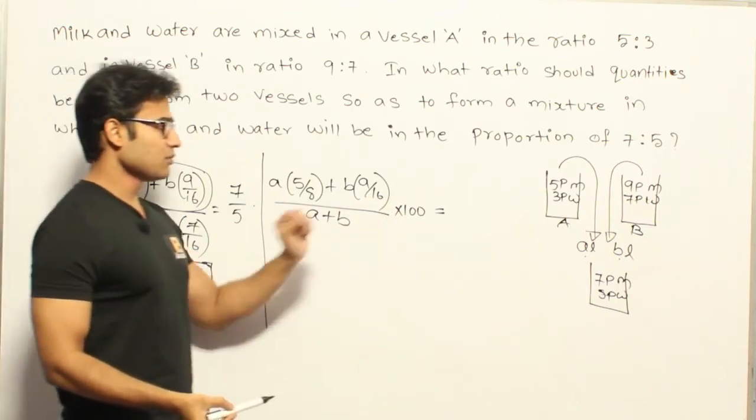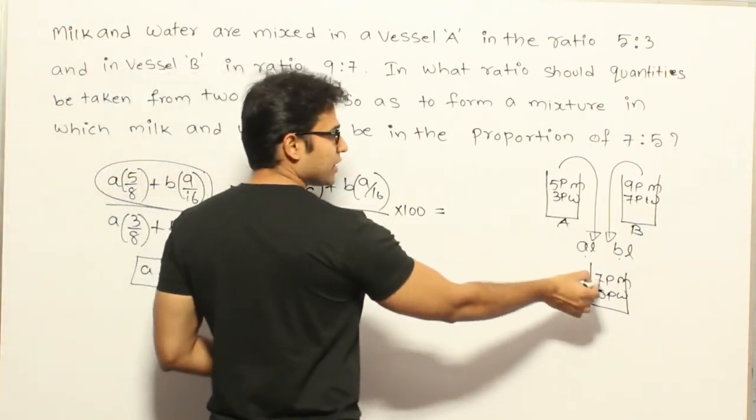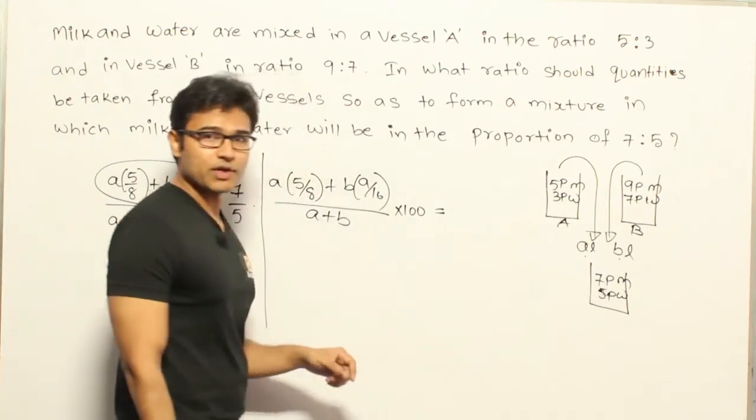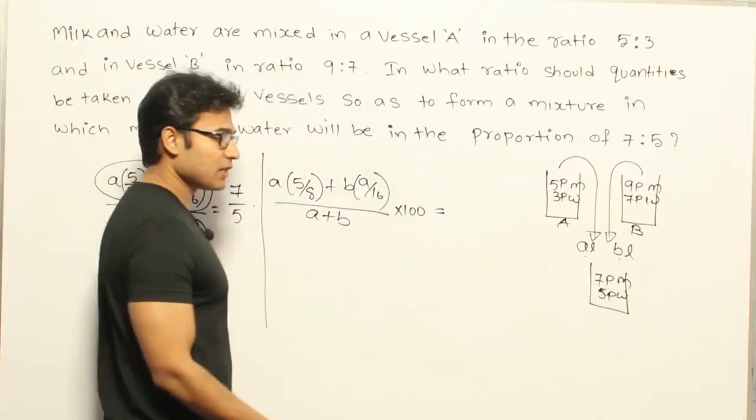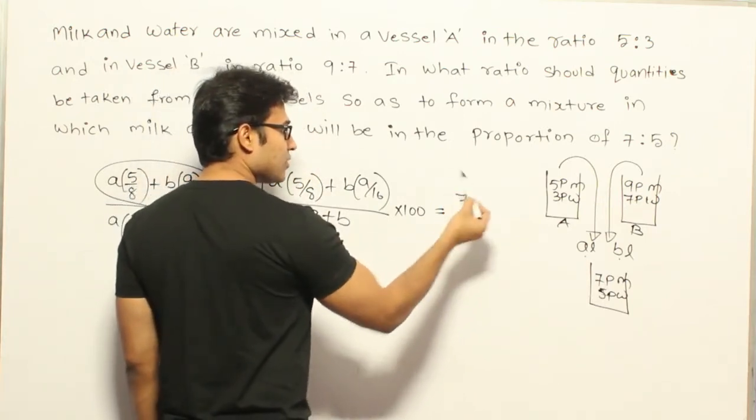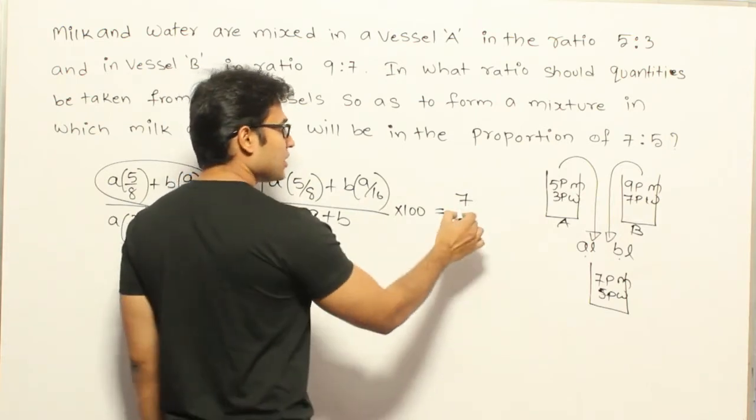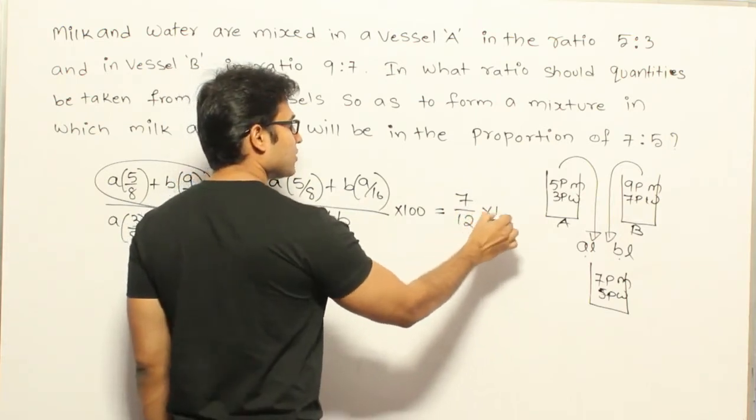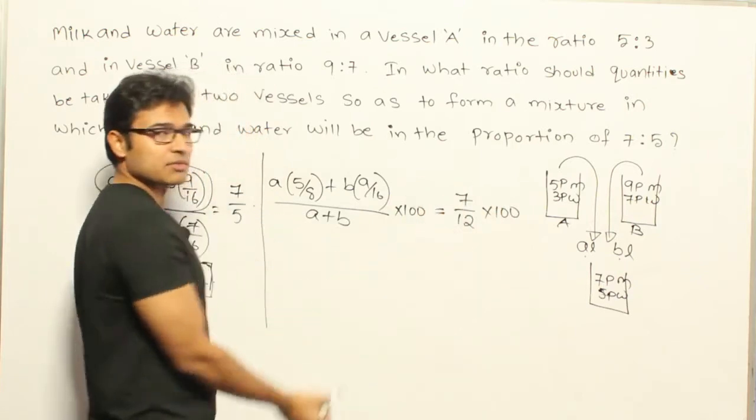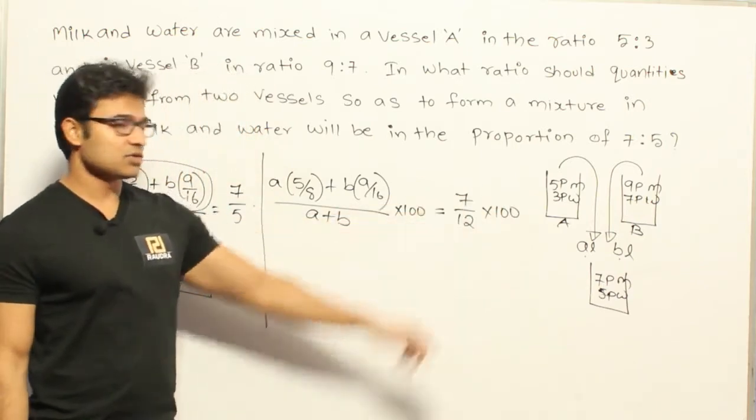This should be equal to, they have already given the ratio of milk to water as 7:5. So convert it into percentages. How to convert the ratio into percentages? 7 parts is milk and the total is 12 parts, into 100. This one we are going to see in ratios and proportions, right? So, converting ratios to percentages.